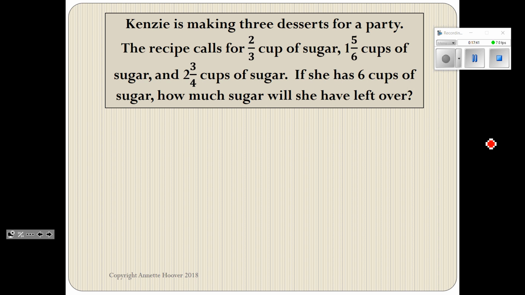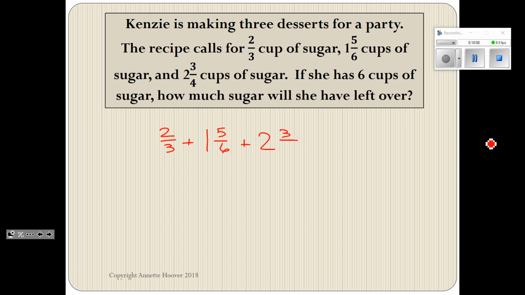Kinsey is making 3 desserts for a party. The recipe calls for 2/3 cup of sugar, 1 5/6 cups of sugar, and 2 3/4 cups of sugar. If she has 6 cups of sugar, how much sugar will she have left over? So first of all, we want to see how much sugar she needs to use. We have 2/3 plus 1 5/6 plus 2 3/4.